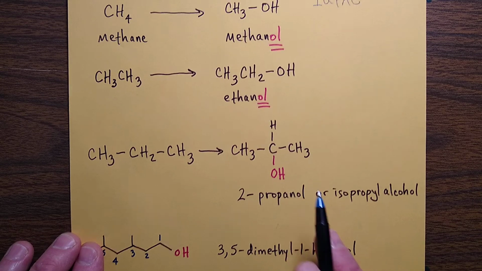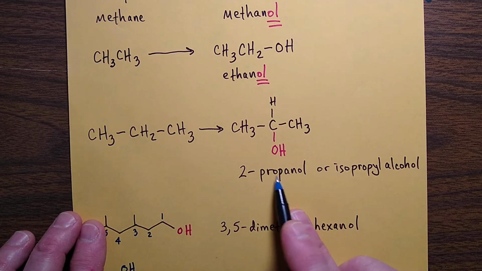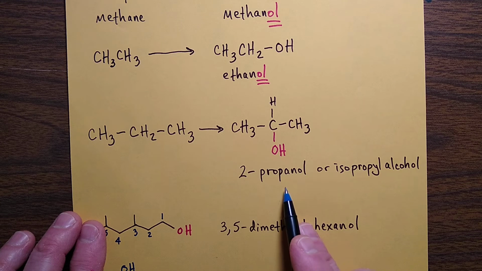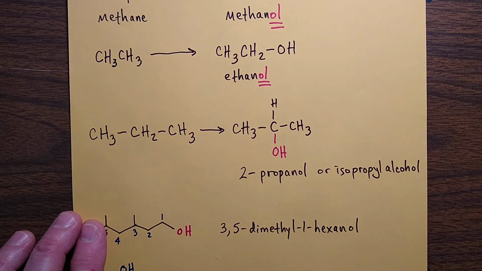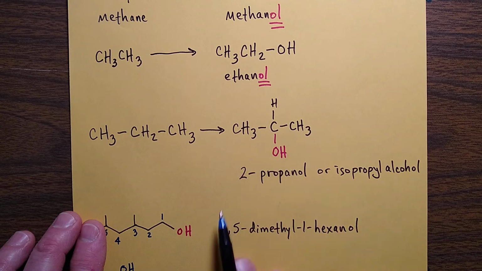Or the IUPAC convention generally takes the parent name of the alkane and then drops the E ending and adds OL. So all these rules I'm going through somewhat quickly are all in the chapter 14 and 15 readings. So you can go there and read a little bit more slowly about what rules I'm applying here. But now I have to put the number 2 in because the OH is at the 2nd carbon.